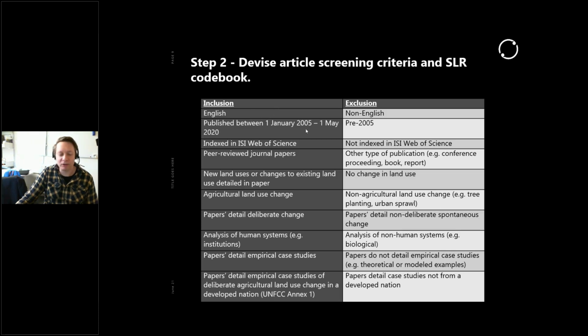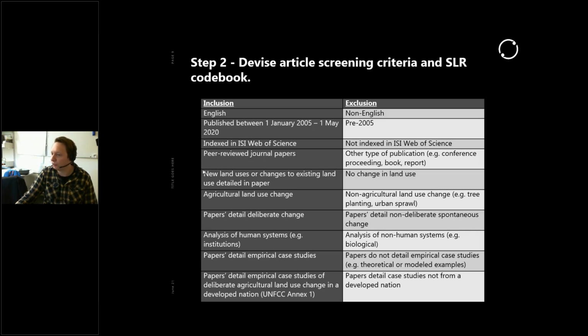We also chose a specific date range. I think that's fairly typical of SLRs, and that will of course be relevant depending on what question you're asking. We also chose to only include papers that were listed and indexed on ISI Web of Science. The reason why is because that database is available here at Manaaki Whenua, and I'll talk about that a wee bit more later on. We chose to only look at peer-reviewed journal papers, but there could be reasons why you might want to collect grey literature or other non-primary sources in a systematic literature review. But in this case, we were interested in peer-reviewed literature.